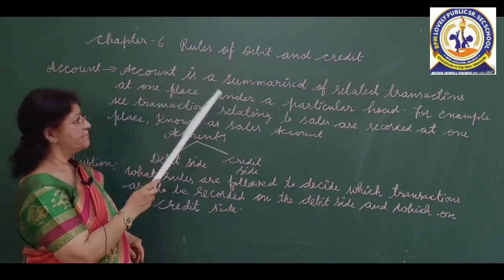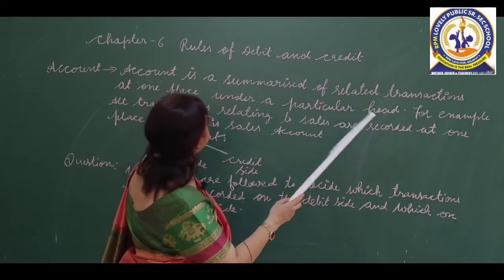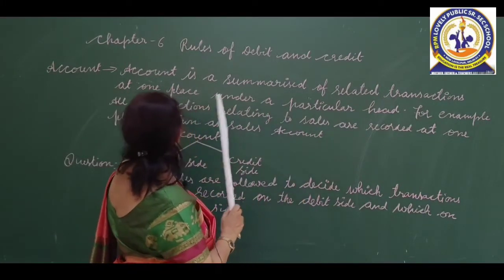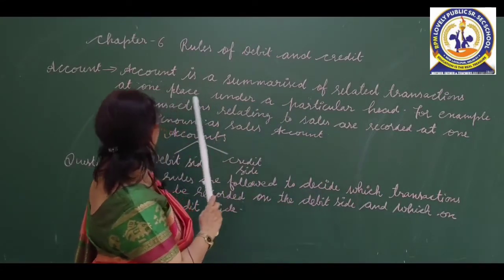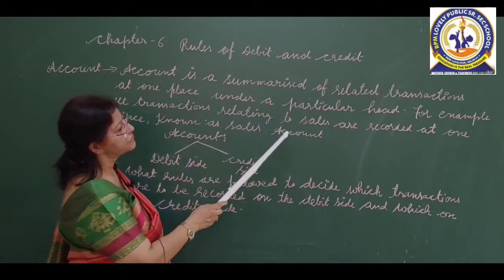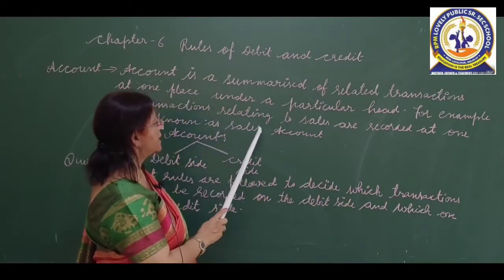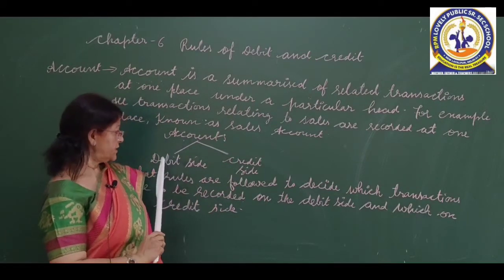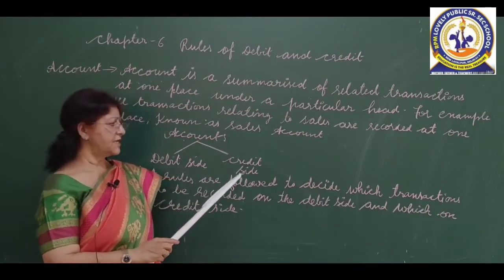What is an account? An account is a summary of related transactions at one place under a particular head. For example, all transactions relating to sales are recorded at one place known as the sales account. All transactions relating to cash are recorded at one place known as the cash account. There are two sides of an account: debit side and credit side. Debit side means left hand side and credit side means right hand side.